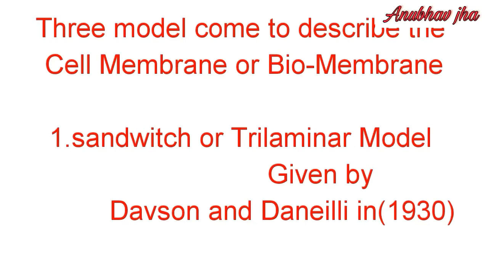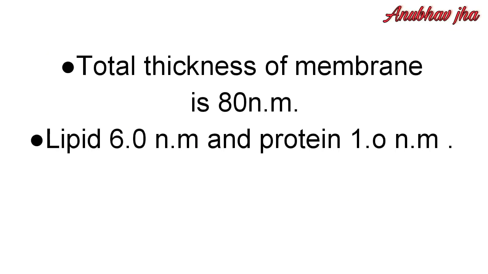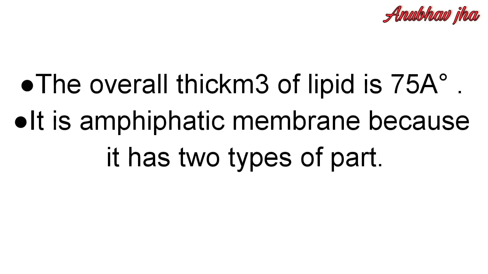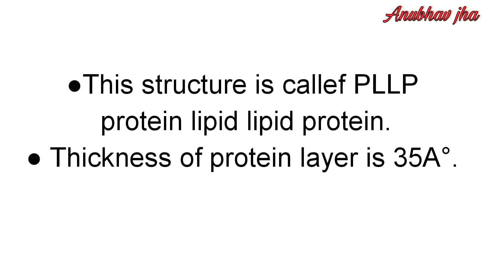1. The sandwich or trilaminar model, given by Davson and Danielli in 1930. The total thickness of the membrane is 80 nm. Lipid is 6.0 nm and protein is 1.0 nm. The thickness of each protein layer is 28 angstroms, and the overall thickness of lipid is 75 angstroms. It is an amphipathic membrane because it has two types of parts. This structure is called the PLLP structure: protein, lipid, lipid, protein.